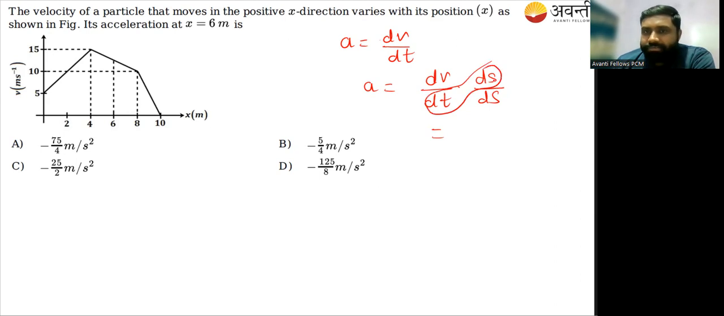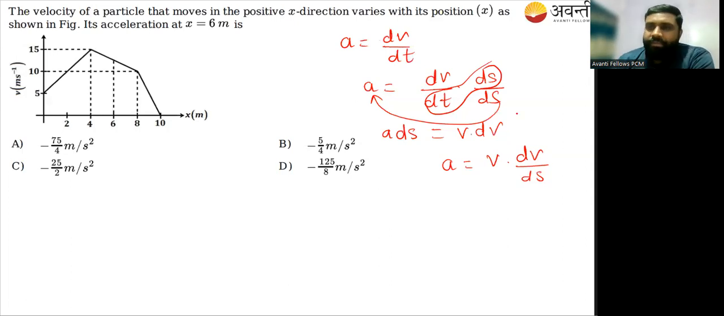If I multiply and divide this equation by ds and take this ds and dt together, ds by dt will become v and this will become dv. This ds will go to this side. So we can say that a ds is equal to v dv. One thing that we can also find is that acceleration is nothing but velocity into dv by ds, or dv by dx if distance traveled is given in terms of x. So the slope of this v and x graph, multiplied with the exact velocity at that particular point, will be the acceleration. So that is the outcome. That is the approach in this question.